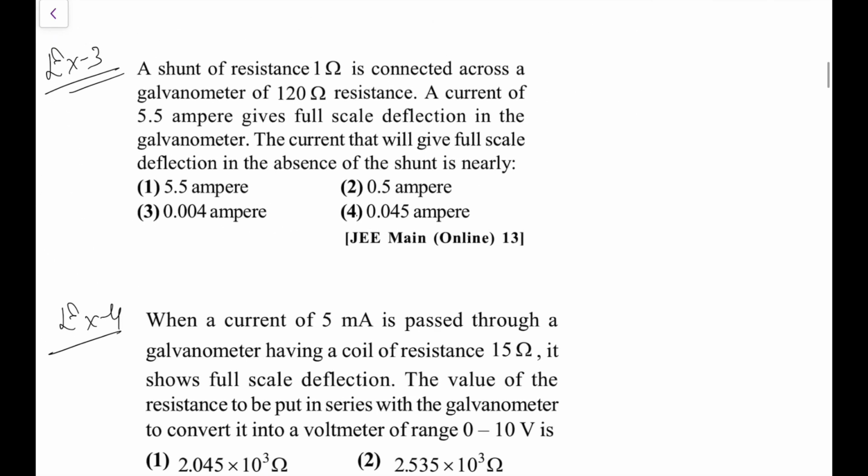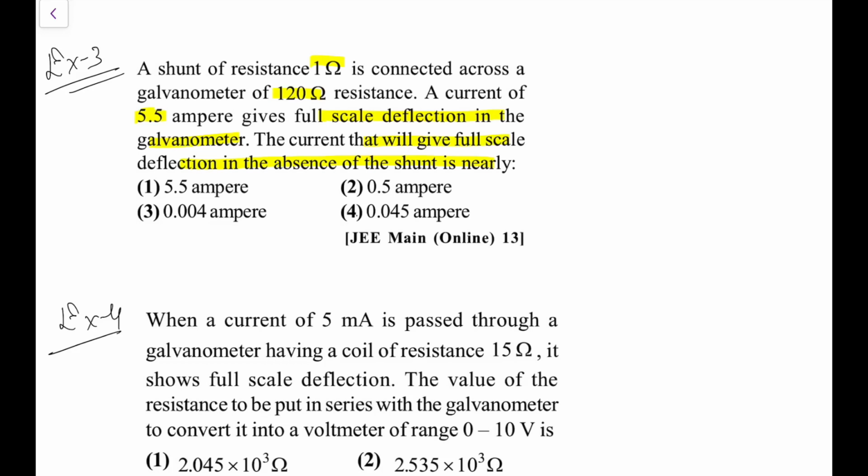Next one, you have a shunt of resistance 1 ohm connected across a galvanometer of 120 ohm resistance. Current of 5.5 ampere gives full scale deflection in the galvanometer. The current that will give full scale deflection in the absence of the shunt is. So now what would be the current? This is 5.5 ampere gives full scale deflection.